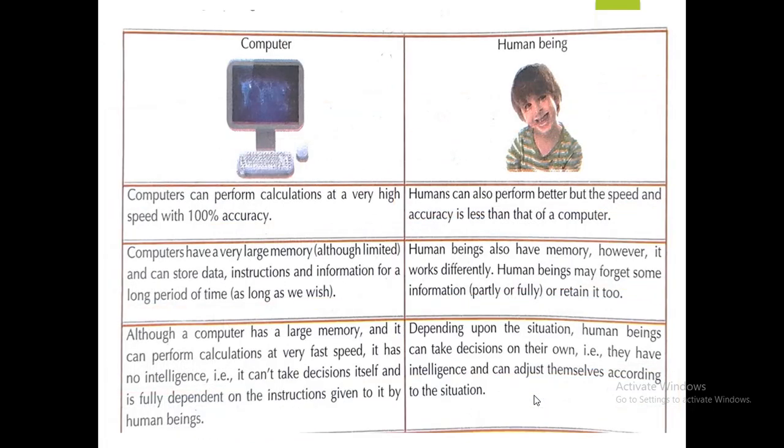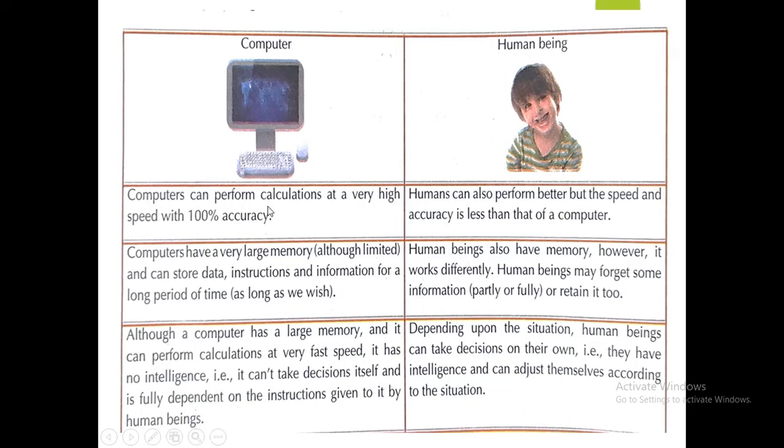Now let's see the difference between the computer and human being. There are certain areas in which computers can perform better than human beings, for example, calculations and storage. At the same time, there are certain areas in which human beings can perform better than computers, for example, intelligence. Okay, so now we can see the difference between computer and human being.